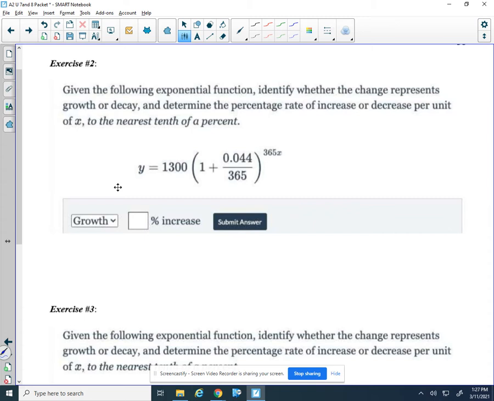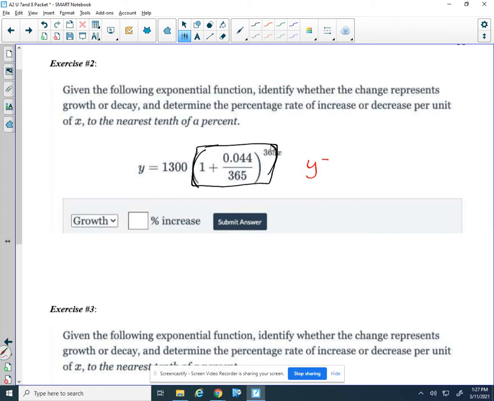And the question just says, given the following exponential function, identify whether the change represents growth or decay and determine the percentage rate of increase or decrease per unit of x to the nearest tenth of a percent. So it doesn't tell you to write the equation in a times b to the t form, but that is what's going to do the trick to answer the question. So this is what I'm going to type in this time.